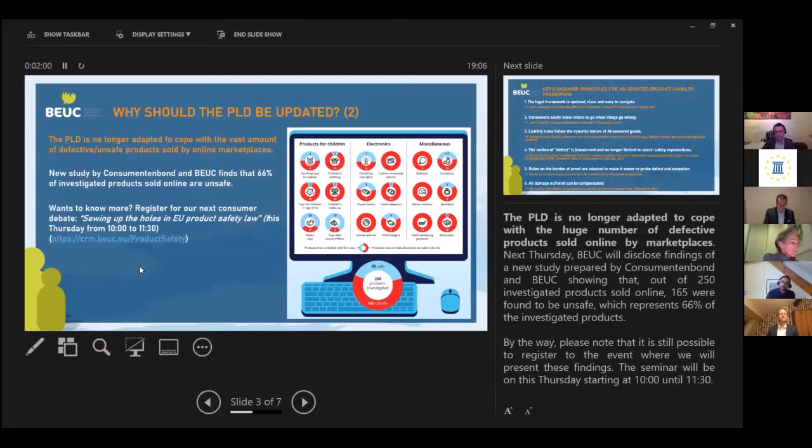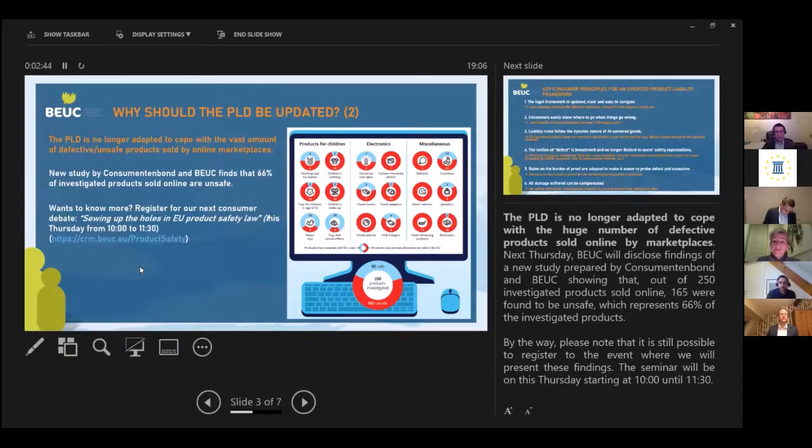Similarly, if we look at the distribution of goods online, for example through online marketplaces, a new study that we conducted together with our Dutch member Consumentenbond, which carried out a mystery shopping exercise, showed that there is a significant and increasing number of unsafe products sold online via social media, but as well on online marketplaces. We are actually publishing this report and hosting a discussion about the findings next Thursday. So everybody is welcome to join.